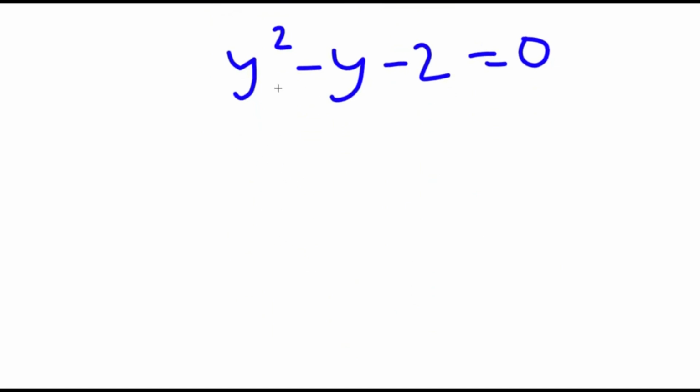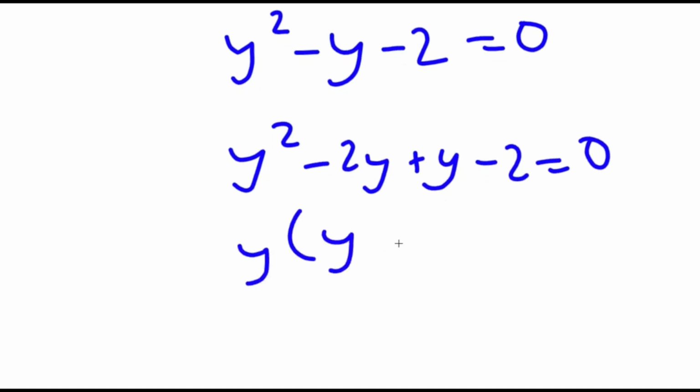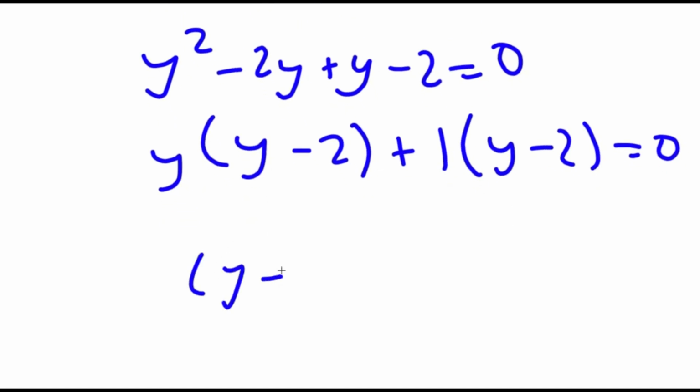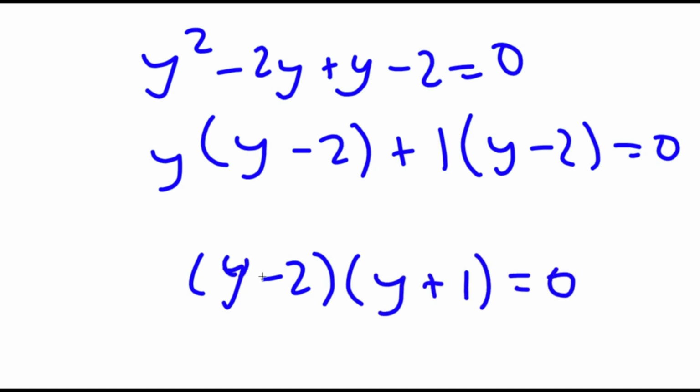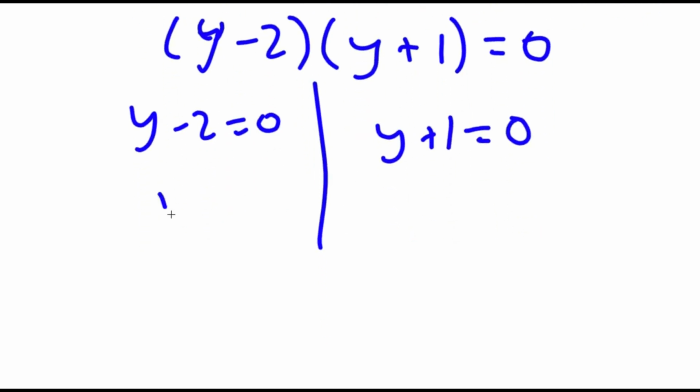So now I'm going to factor this by rewriting this as y squared minus 2y plus y minus 2 is equal to 0. Now I'm going to factor by grouping, so I have y times y minus 2 plus 1 times y minus 2 is equal to 0. So now if I factor out y minus 2, I get y minus 2 times y plus 1 is equal to 0. So this gives me two equations. Y minus 2 is equal to 0 and y plus 1 is equal to 0. For y minus 2 equals 0, y equals 2, and for y plus 1 equals 0, y equals negative 1.